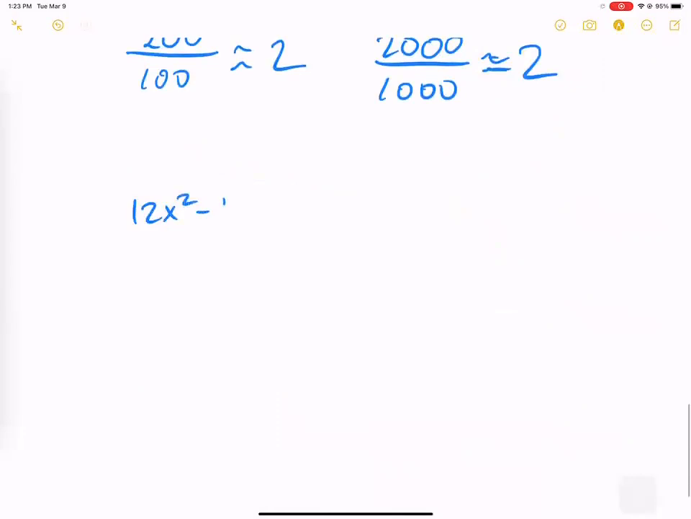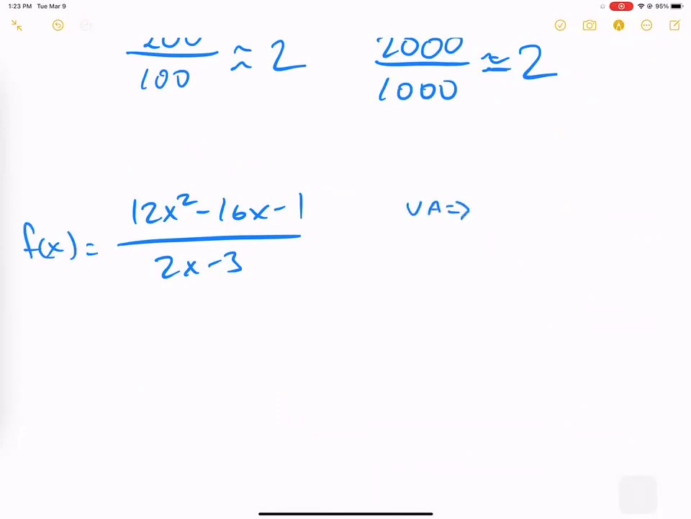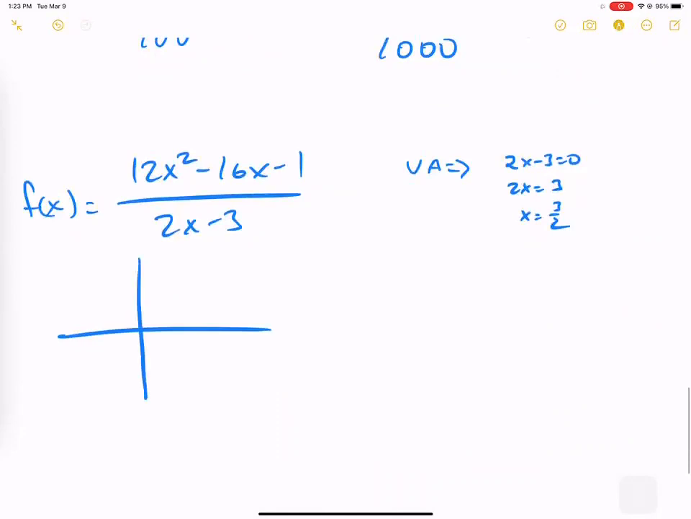12x squared minus 16x minus 1 over 2x minus 3. I'm going to ask you one question first. Step 1, find the vertical asymptotes. What are the vertical asymptotes for this graph? That's when the denominator goes to 0. In this case, 2x minus 3 equals 0, so 2x equals 3, x equals 3 over 2. Okie dokie. So I can graph my vertical asymptote at x equals 3 over 2. Got it.